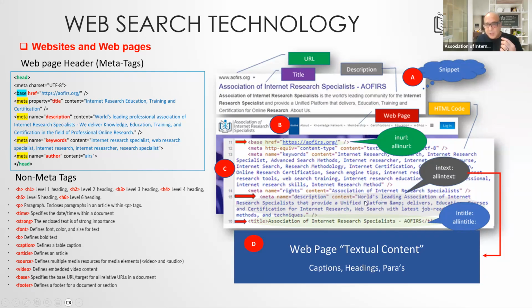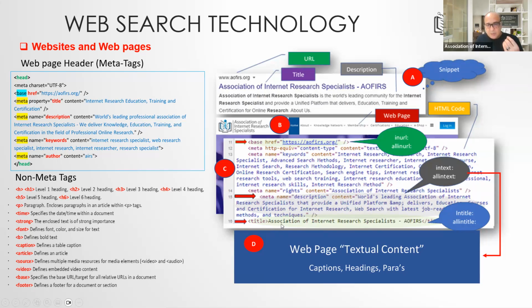Now, description tag contains all this information that is pulled and shown in the description part. This is the description portion. So this is pulled from the HTML code from the tag name description, and it is shown in the description area of the snippet.